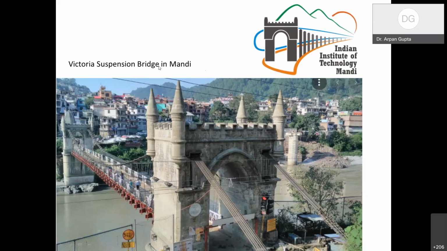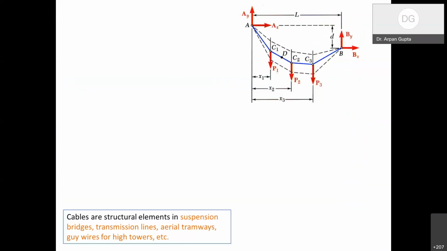So it's the Victoria Bridge in Mandi, and this is again a suspension bridge. The reason I'm talking about it is the suspension bridge. As you can see here, these are the cables which support the structure of this bridge. It's not a very big bridge, but yeah, it's a famous structure in Mandi. Okay, so coming to our topic.